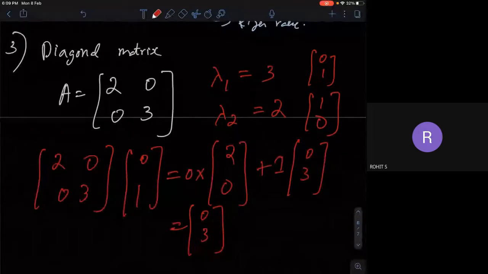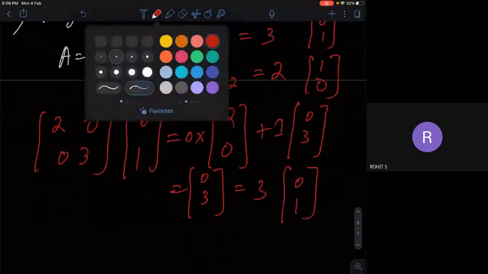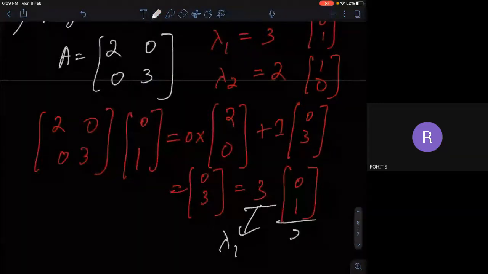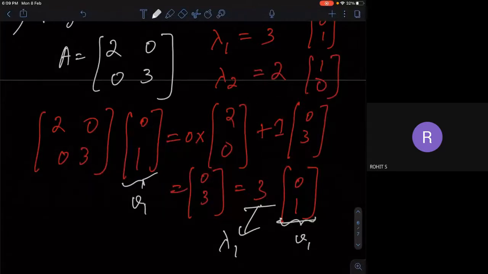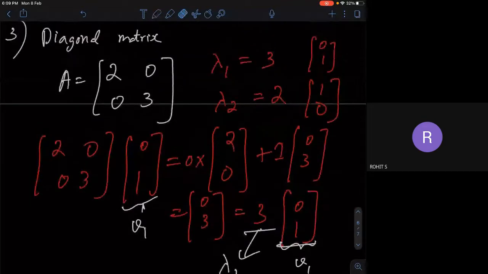It's clear? And what is this? This is 3 times 0, 1, right? Again, this is my lambda 1. And this is my X here. Okay. This is, we usually denote by V1 to be the first eigenvector. So I'll call it V1 here.